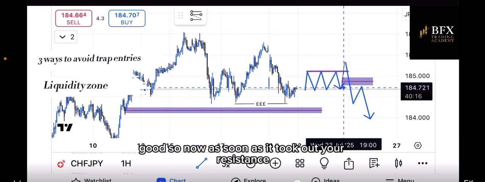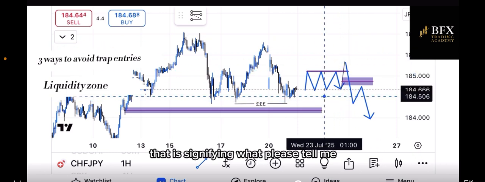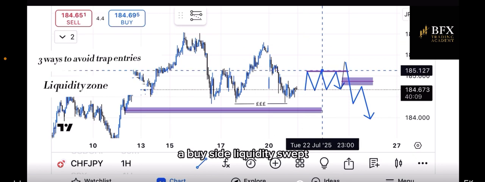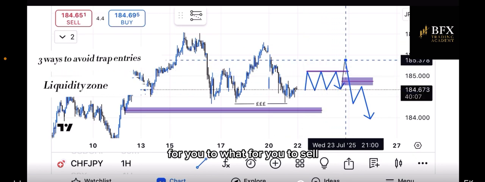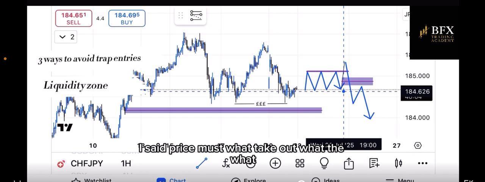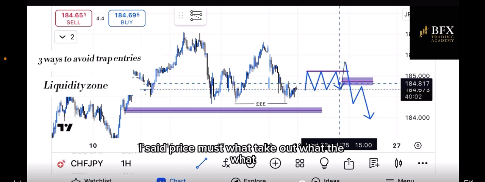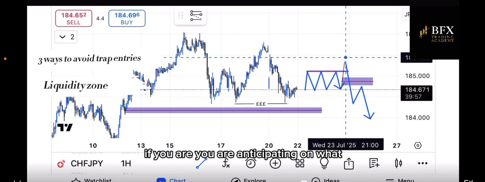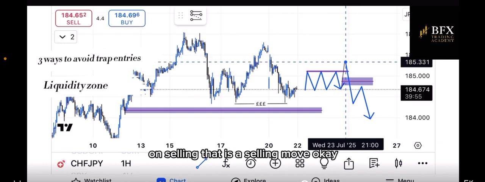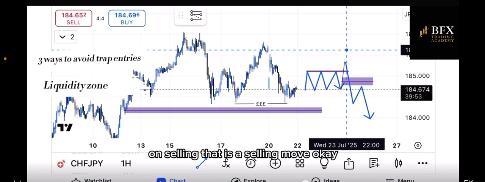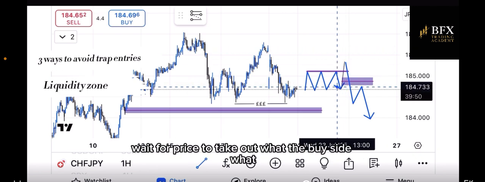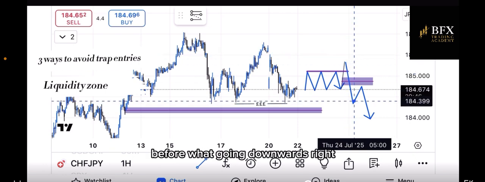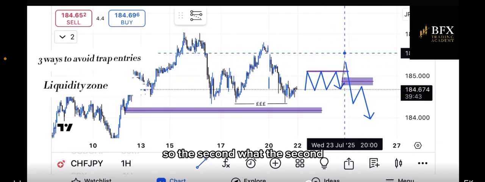Good. So now as soon as it took out your resistance, that is signifying what? Please tell me. A buy side liquidity swept, for it to sell. I said price must take out what? Buy side liquidity. If you are anticipating selling, that is a selling move. Wait for price to take out buy side liquidity before going downwards, right?